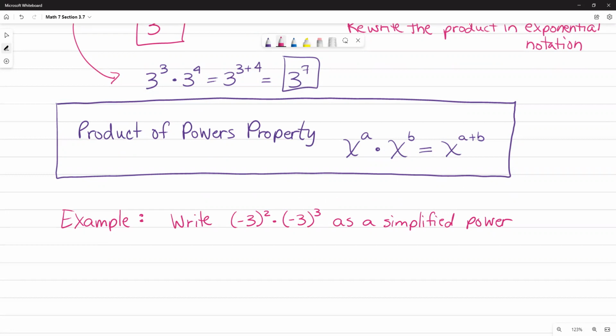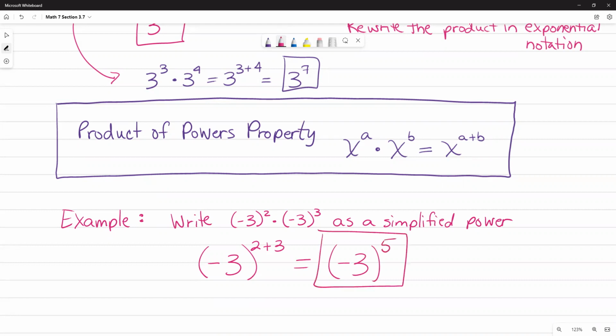So in this case, what's our base number? -3. So I have a -3. And then what are my two exponents? I have 2, and I add that to 3. So when I simplify this, my base number never changes. It's still -3 inside parentheses. But what is my new exponent? 5. And we're done.